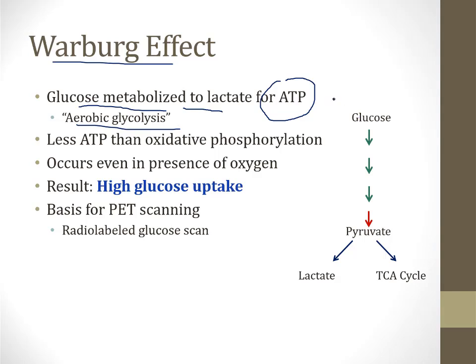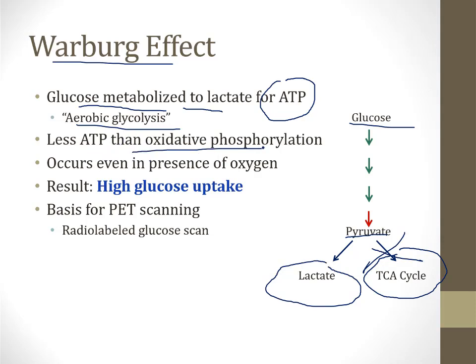In the biochemistry section in the video on glycolysis, I talk about how glycolysis metabolizes glucose to pyruvate, which can then enter the TCA cycle to generate ATP through oxidative phosphorylation. Cancer cells don't do this. Instead, the pyruvate is metabolized to lactate even under aerobic conditions. This does generate ATP for cancer cells, but it's less than oxidative phosphorylation. And as I said before, this occurs even when oxygen is present.